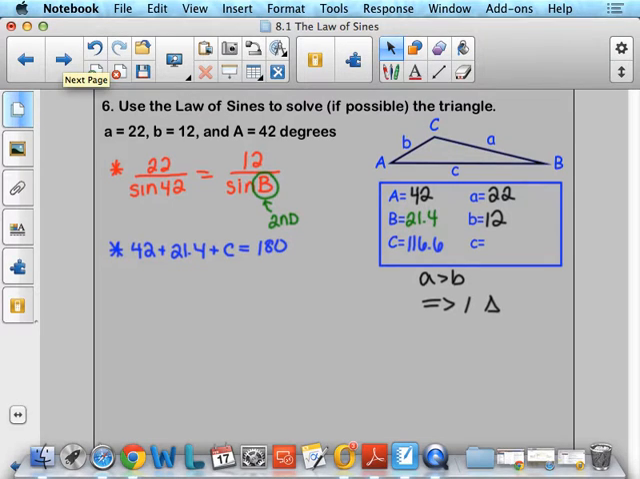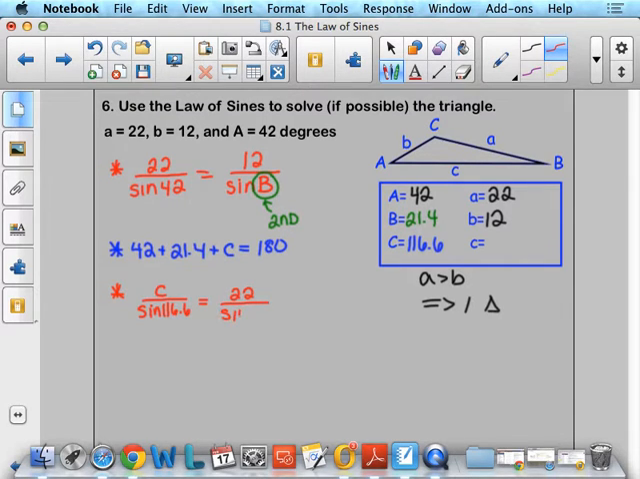We should get 116.6. Okay, and then last one, we want side C. So we have C over sine of C. And then we have B and we have A, so it doesn't matter which one you choose. I'm just going to choose A. So cross multiply, we should get 29.441.